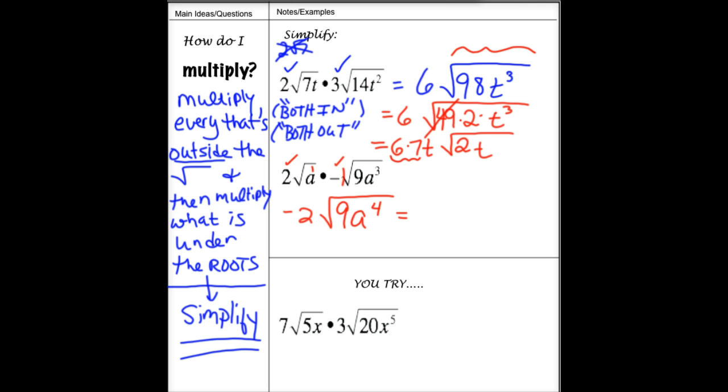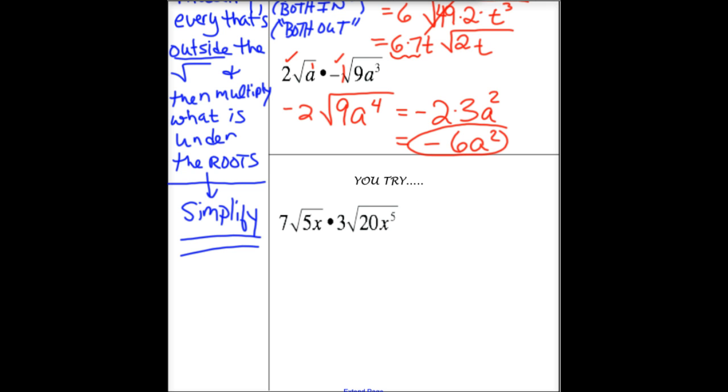The negative 2 hangs along for the ride. The square root of 9 I know. The square root of a to the fourth, 4 divided by 2, 2 pop out, nothing in. So really, I don't get anything left under that root. I end up with a negative 6a squared. Everything popped out.